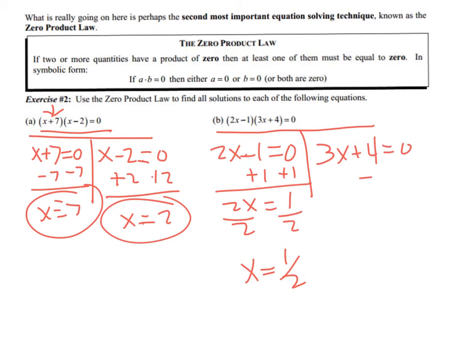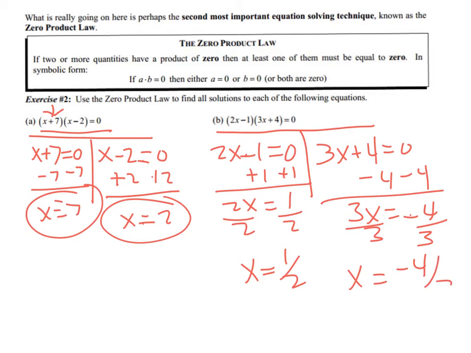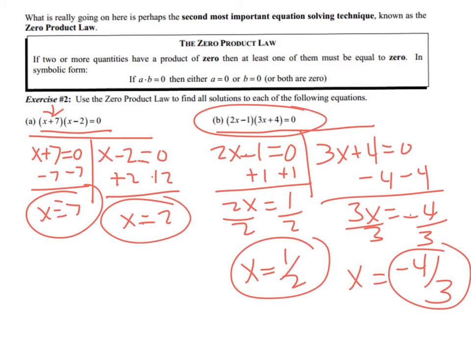On the other side, move the 4 over first by subtracting. So 3x equals negative 4. Divide by 3. And the other root is called a negative 4/3. They may not come out nice, but that's what we do. So once everything's factored, the bottom goal here is we tee it up, and then you get your solutions.